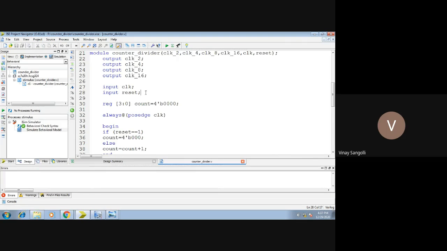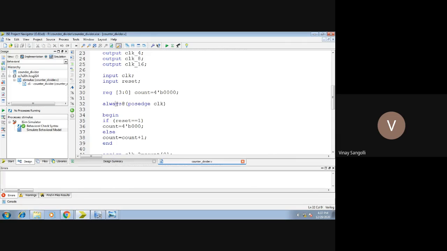So therefore, I need to use my 2 important keywords, which are reg and always @. So inside reg, we will be defining our output. So you can see here, we need to initialize our output, which is 4 bits. So that's why I've taken here 3 down to 0. And the initial value of our count is 0. That is, all the bits are set to 0.